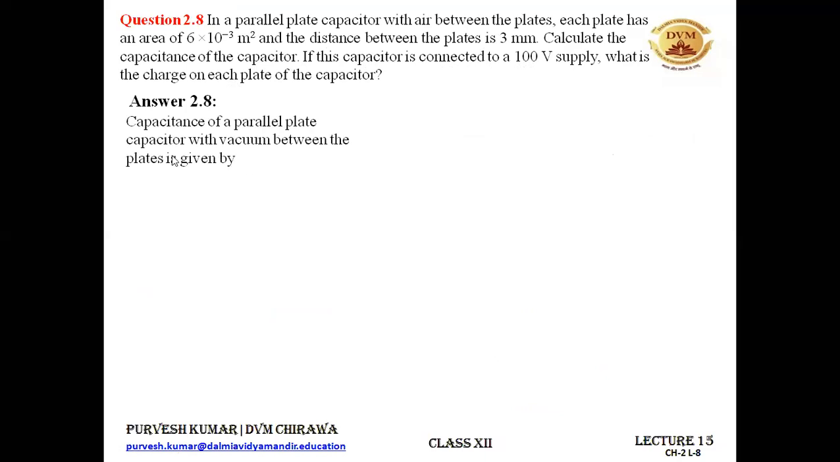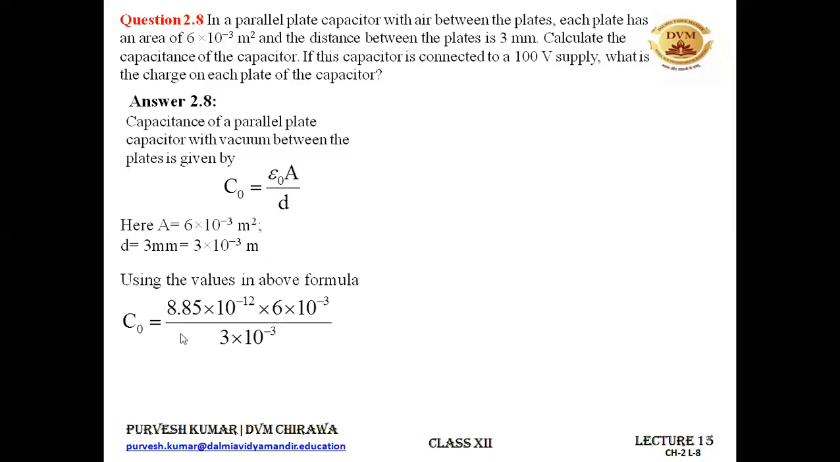Let's see this. We know when the vacuum is present between the plates, the capacitance of the parallel plate capacitor is given by this relation: C naught is equal to epsilon naught A by D. Just put the values of epsilon naught, A and D from the question in this equation. Epsilon naught is 8.85 into 10 to the power minus 12. Value of A is 6 into 10 to the power minus 3 meter square. And this is 3 millimeter. You need to convert it into meter. That will be 3 into 10 to the power minus 3 meter. Put these values.